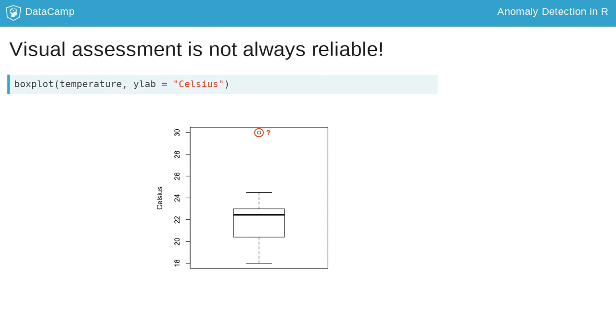This box plot shows the temperature data from the previous video. It's reasonable to think that the point circled in red lies close enough to the majority of the data that we can't be certain that it's an outlier. When this happens, we can use a statistical test called Grubbs test to make sure.